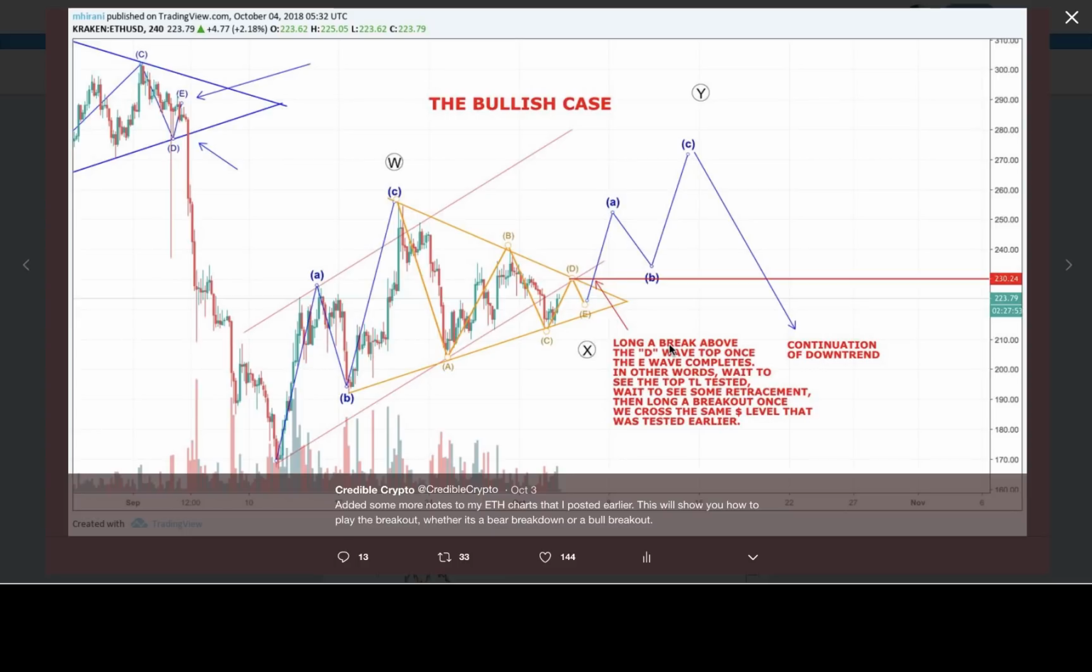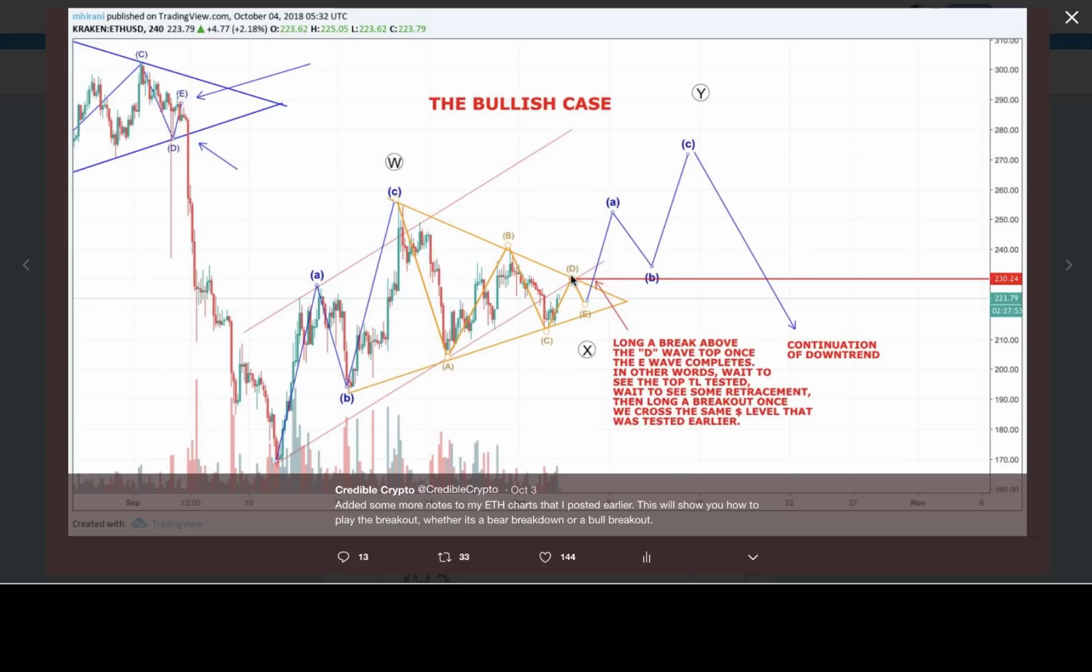And what I said here was, look for a bounce off this trend line. Remember, the D wave should not overthrow, so look for a bounce off this trend line. Look for a retracement, and then long when we break above that level again, because that would be the bullish confirmation in the bullish case, right? So 230.24 in that case. So I said long a break above the D wave top once the E wave completes.